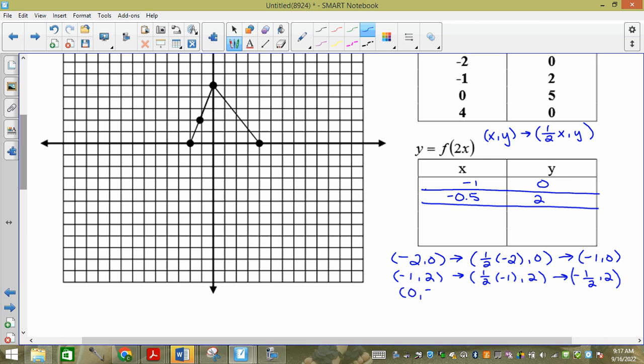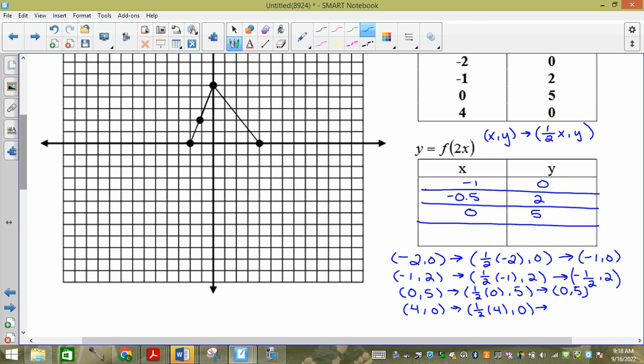Then we have 0 and 5. It's going to become 1/2 of 0 and 5, which is 0, 5. And then we have 4, 0, which is 1/2 of 4 and 0, which is 2, 0. So we have negative 1, 0. Negative 1/2, 2. This stays. 2, 0.